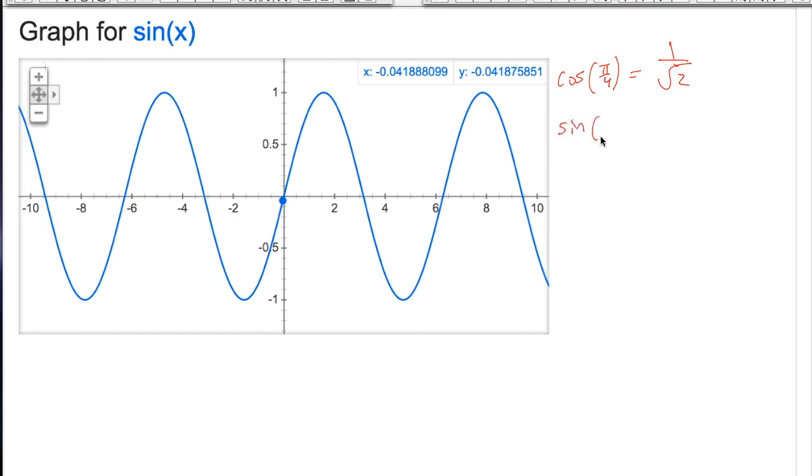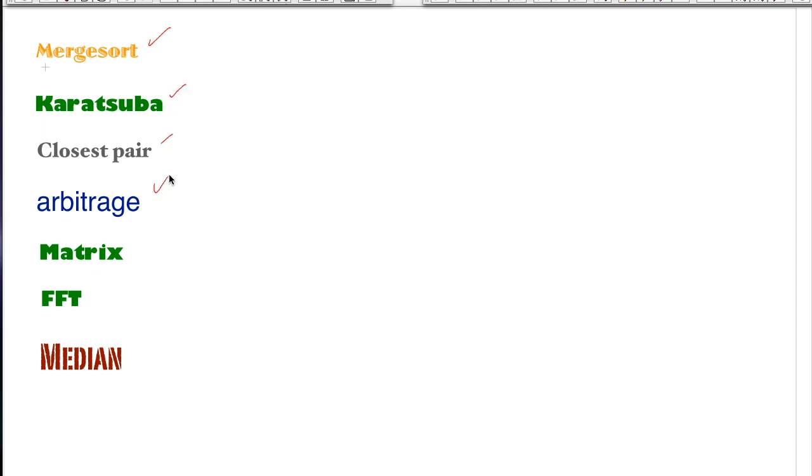And sine of pi over 4? The same. Cosine of pi over 2? 0, and this is 1, right? Okay, great. We've gone through several examples here.